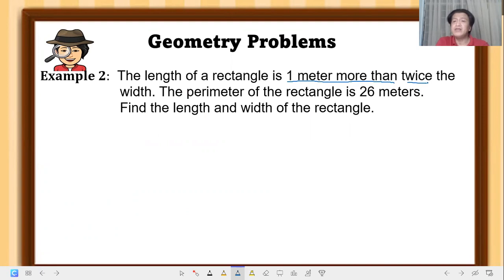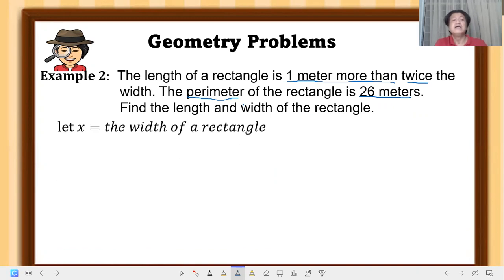Okay. The word twice refers to multiplication. And the perimeter refers to the sum of the width and the length of a rectangle. Given yung 26 meters, yun yung perimeter niya. Ngayon, ano ngayon yung length at width niya?